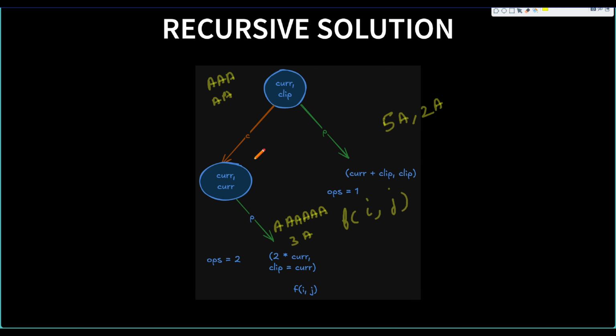And then we have two base cases. One can be that we have reached n, then that means we should return 0 because we don't have to do any more operations. So we will just return 0 in this case. Or we have more than n characters, that means we have overshot.